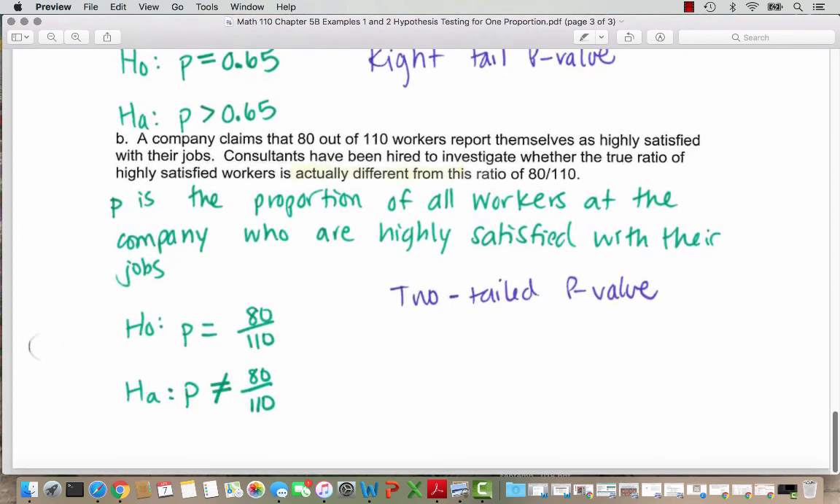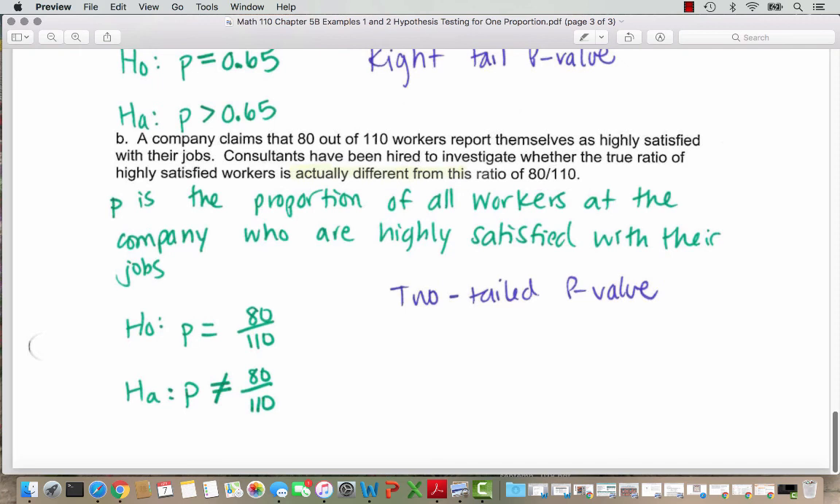Question B. A company claims that 80 out of 110 workers report themselves as highly satisfied with their jobs. Consultants have been hired to investigate whether the true ratio of highly satisfied workers is actually different from this ratio of 80/110. Notice I highlighted here "actually different from." I'm not told if there's a greater than or a less than relationship, a more than or less than. If I just have that they're looking for something different, then I know this is where I use that not equal to inequality.